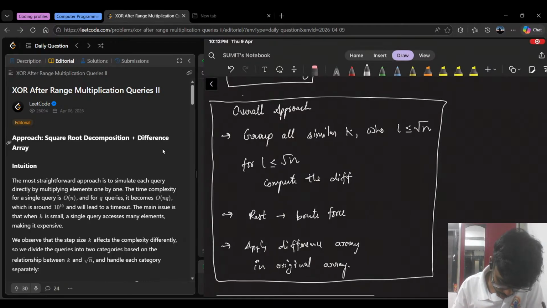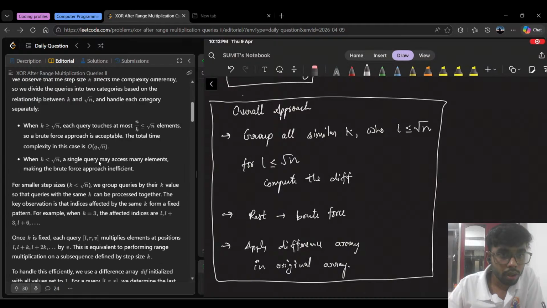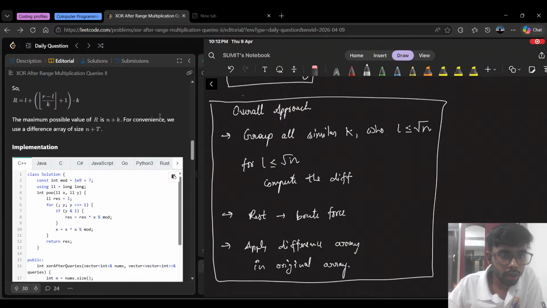So I need to code this part, and the coding is the real part, right?